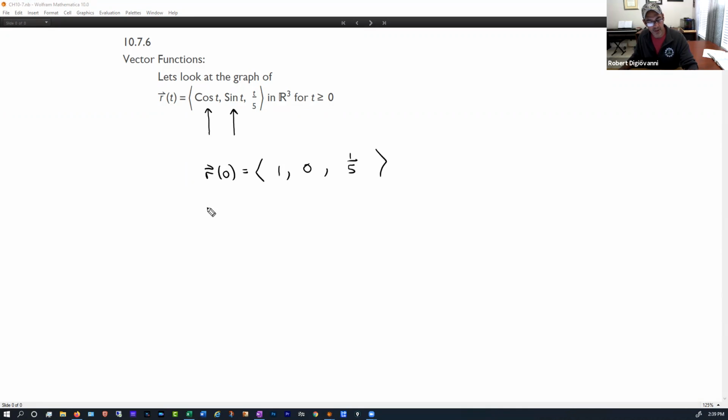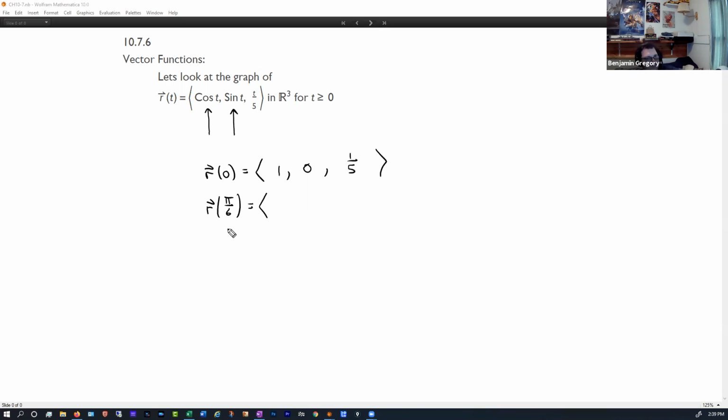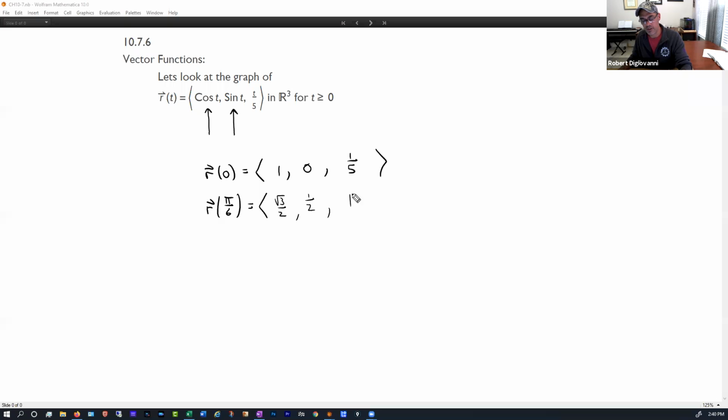Now I'm going to have you plug in some nice values, like pi over 6. Let's just plug in pi over 6 because that's a value we should know cosine and sine for. So what's cosine of pi over 6? Pi over 6 is 30 degrees. Should be root 3 over 2. Sine should be 1/2. And then this number will just be some number. Okay, I'm out of time.